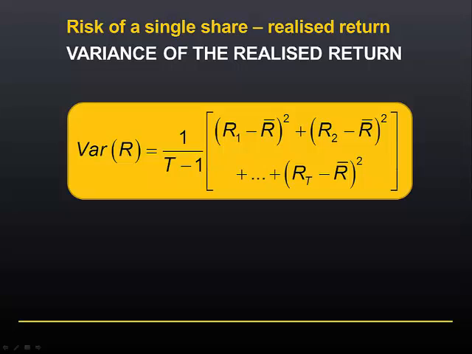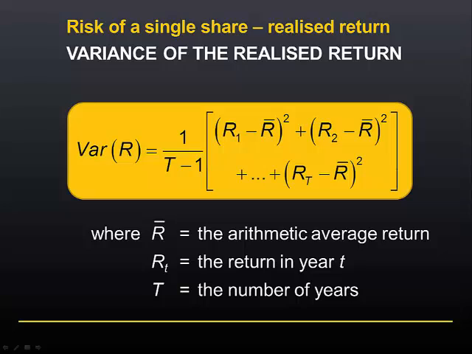It looks complicated, but if we look at the terms of the equation, the steps we need to take are not complicated. We take each of the realized returns, for example R1, deduct the arithmetic average realized return, which we looked at in an earlier module, and square the difference between the two. The reason we square it is to turn negative numbers into positive numbers.